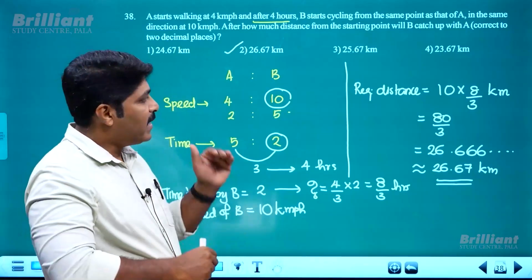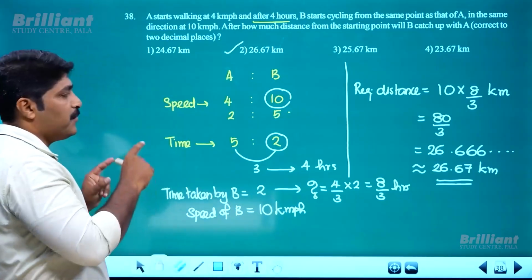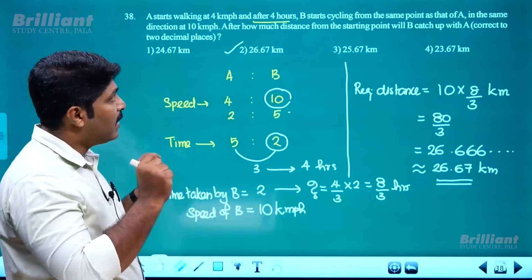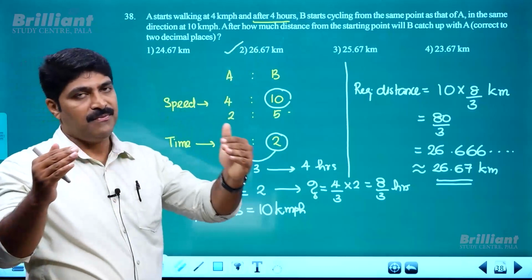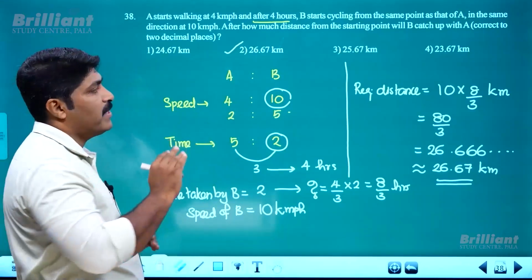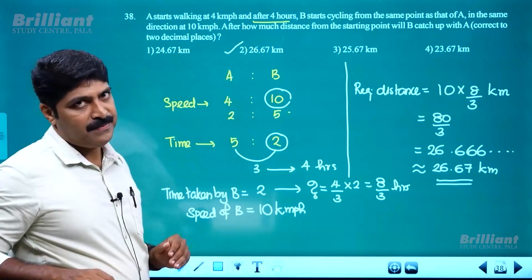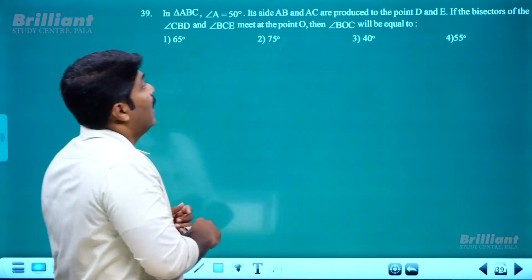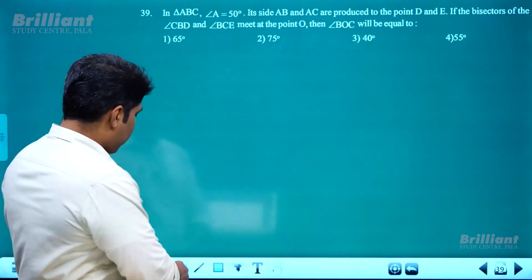In this way, we can get the answer to this question instead of doing too much algebraic operation. Understand? Here the key point is 4 hours, which is the difference between their time requirements. And we are using the ratio-wise approach for this question. Okay, then next one. Geometry-related questions we can consider.